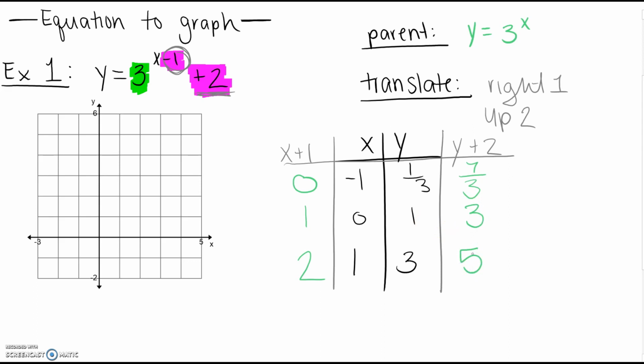Okay, so now all I have to do is plot these points. So actually, before I plot the points, I would graph my asymptote, which remember is based off of vertical translations. Since we are going up 2, my asymptote is going to be here at y equals 2.